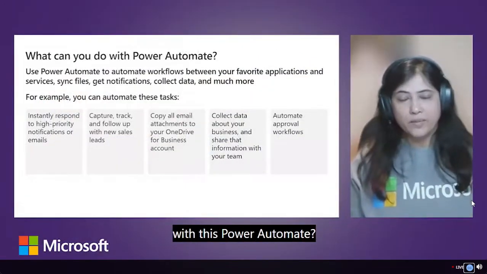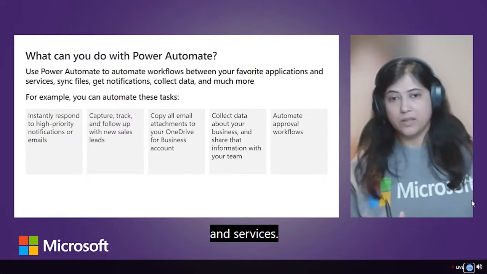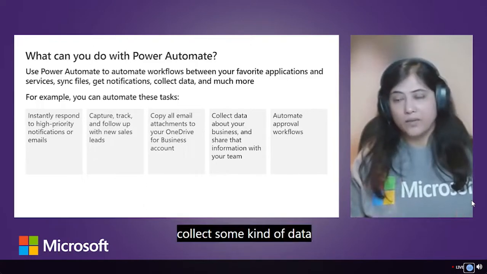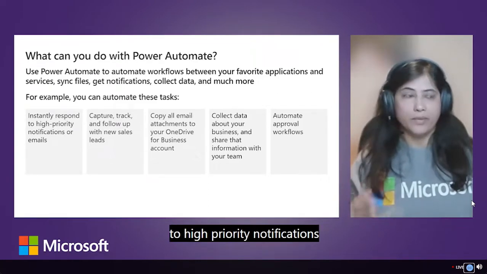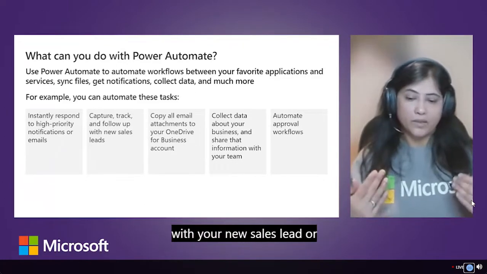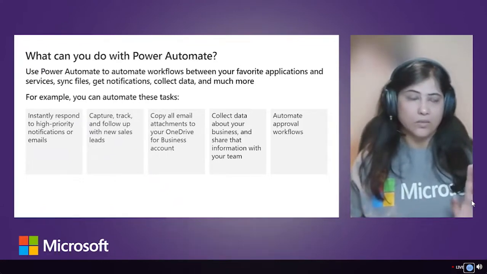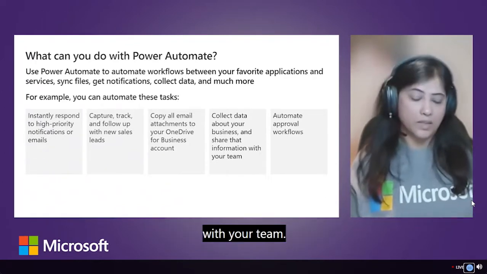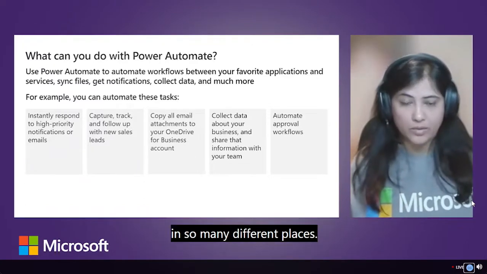So what can you do with Power Automate? You can use Power Automate to automate workflows between your favorite applications and services. You can use it to, let's say, sync files, get notifications, collect some kind of data, and much more. For example, you can instantly respond to high priority notifications or emails, or capture, track and follow up with your new sales leads, or copy all the email attachments to, say, a OneDrive for Business account, or maybe collect data about your business and then share that information with your team. You could also automate approval workflows, and we need approvals in so many different places.